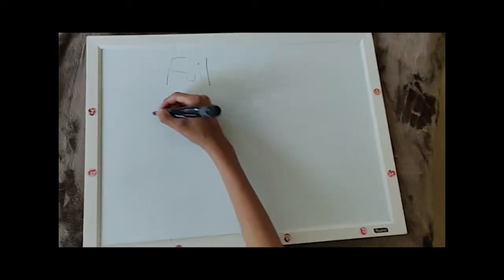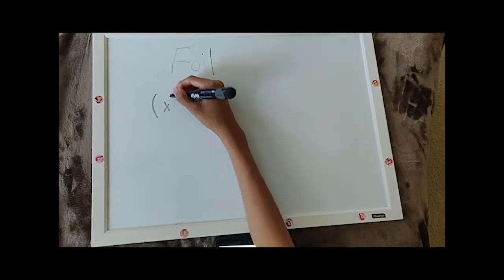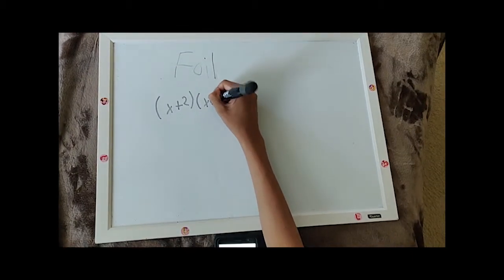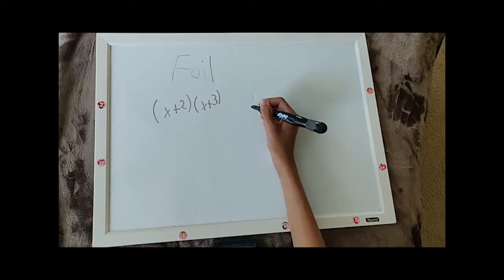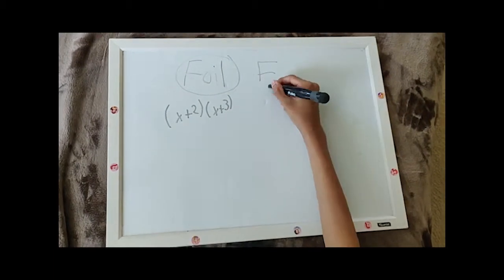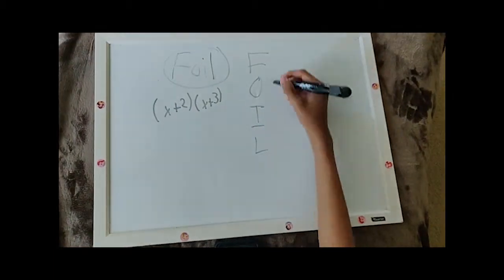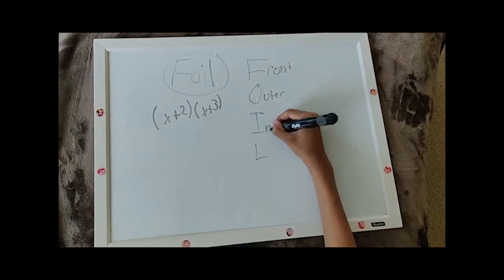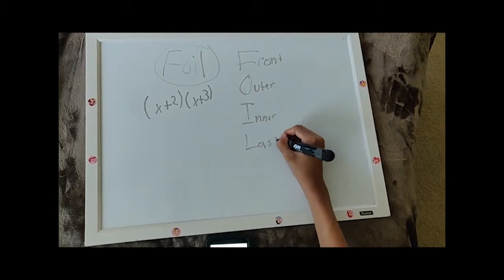Expressions with multiple terms can also be multiplied with each other. For example, the two binomials x plus 2 and x plus 3 can be multiplied with each other. However, a method known as FOIL is used to multiply two binomials. FOIL is a mnemonic device that stands for front, outsides, insides, and lasts.